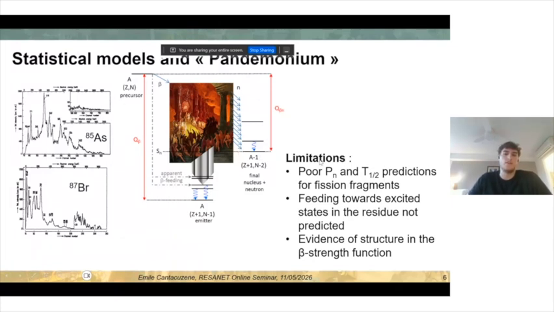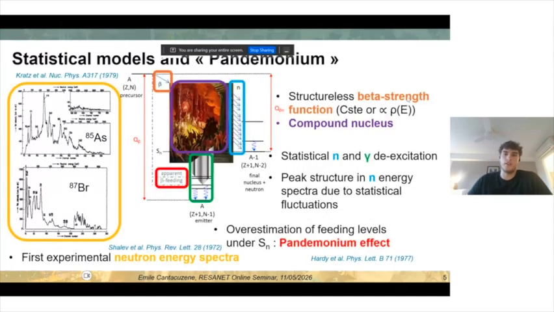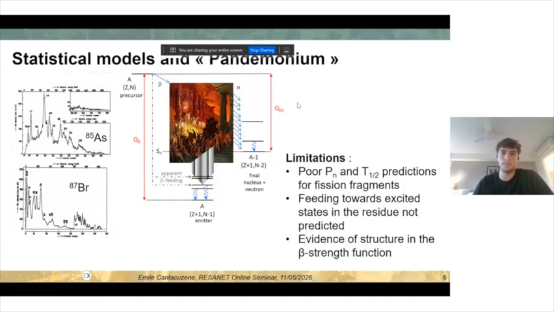And finally, another experimental evidence is that we observed some structures, some types of resonances in the beta strength function that I was talking about here. Experimentally, we have seen it. And so this goes against one of the assumptions used in this type of model.